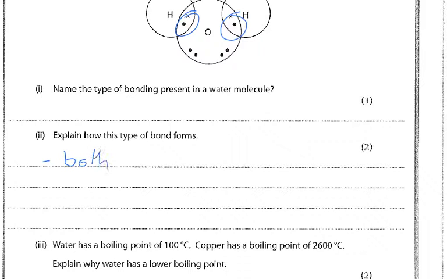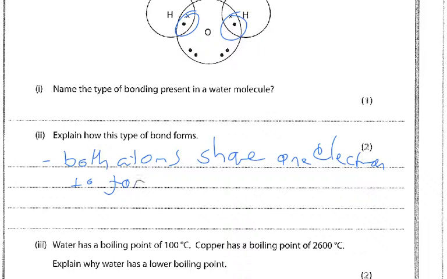How does this bond form? Both atoms share one electron to form a shared pair. So we're saying that each atom is giving one electron into the sharing pair relationship.